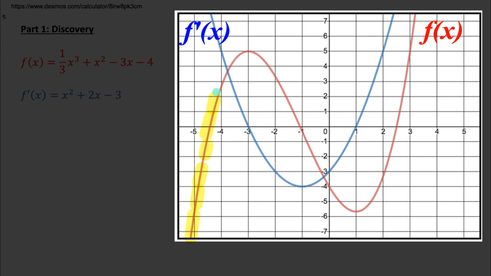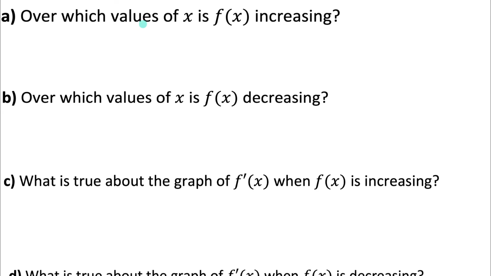The red function is increasing in this section, and then again in this section. Those are the two sections where the function is going up to the right. Those are the two sections where as x is increasing, the y values are also increasing. So when x is less than -3, and then when x is bigger than 1. So let's write down those two intervals. When is f(x) increasing? When x < -3, or when x > 1.